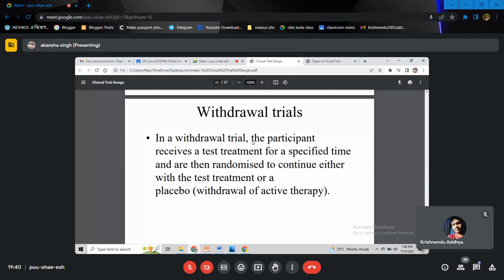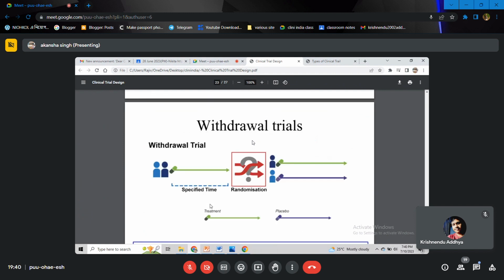Right? Now withdrawal trials. In a withdrawal trial, the participants receive a test treatment for a specified time and are then randomized to continue either the test treatment or the placebo, a withdrawal of active therapy. We'll see with the help of a diagram again. Suppose these are the patients. At a specified period of time, both are receiving some treatment. Now after a certain period of time, they will be randomly allocated into two groups. One group will continue to receive the treatment, the other will receive a placebo.